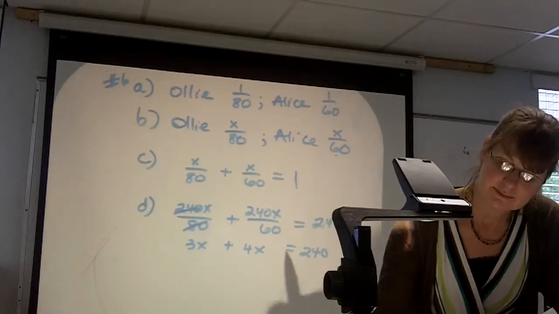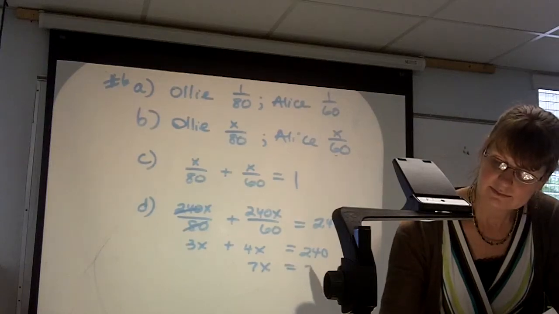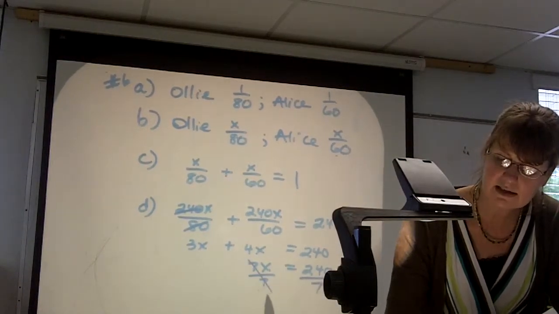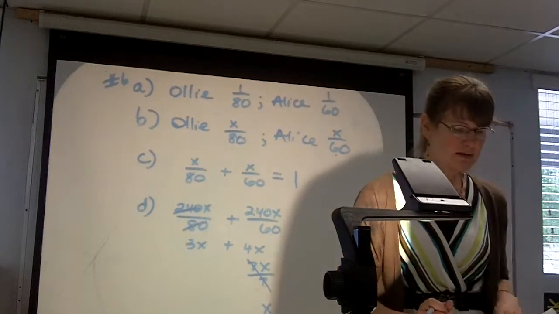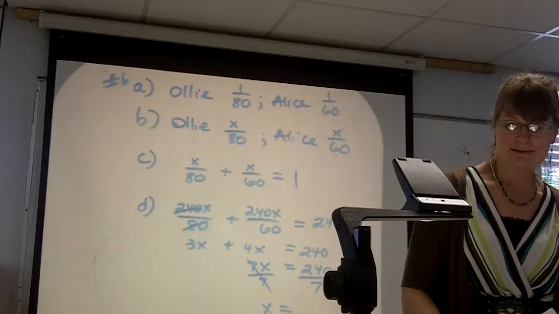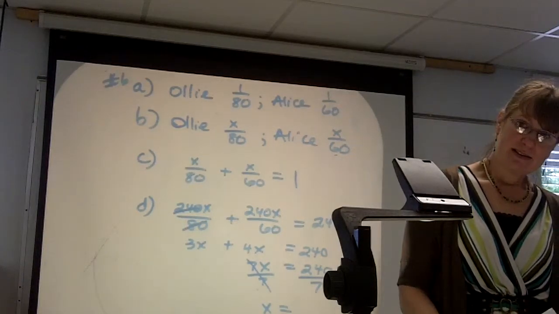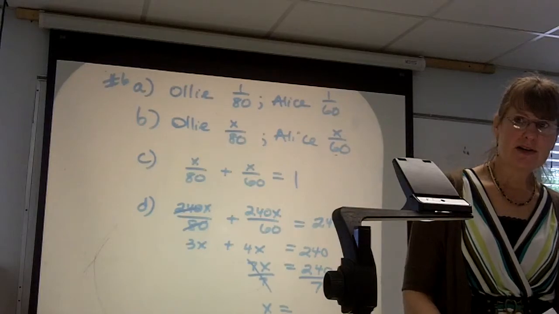Add like terms. 7x equals 240. Okay, and then we're going to divide by 7. Good. So x equals what? It's going to be a decimal. It's a little bit more than 31.